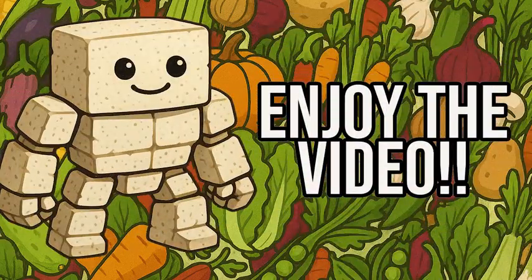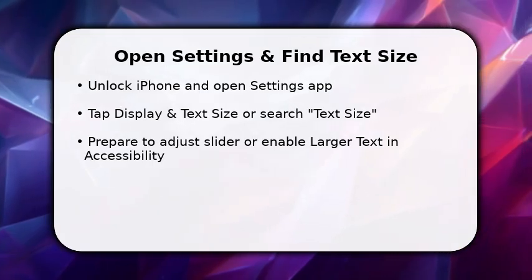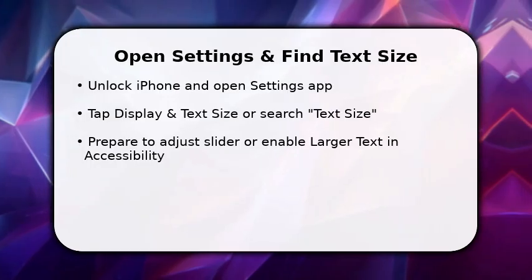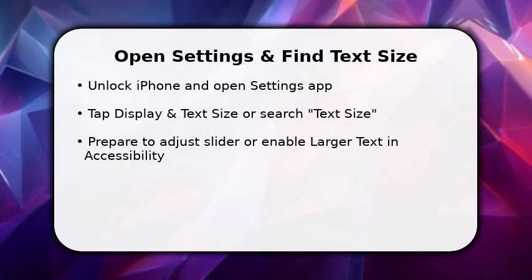Please enjoy the video. You start by unlocking your iPhone and opening Settings. This gets you straight into Controls. Once done, tap Display and Text Size. If you prefer speed, use the search bar and type Text Size.